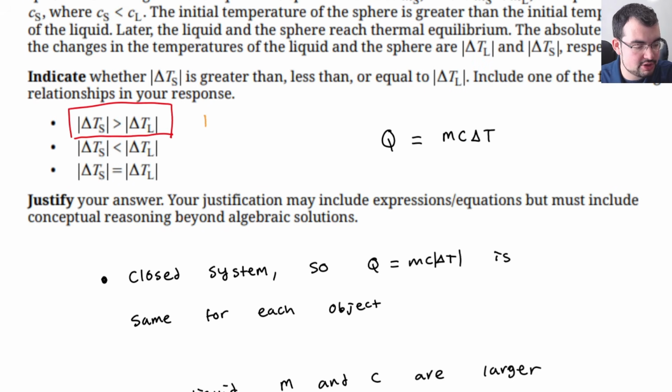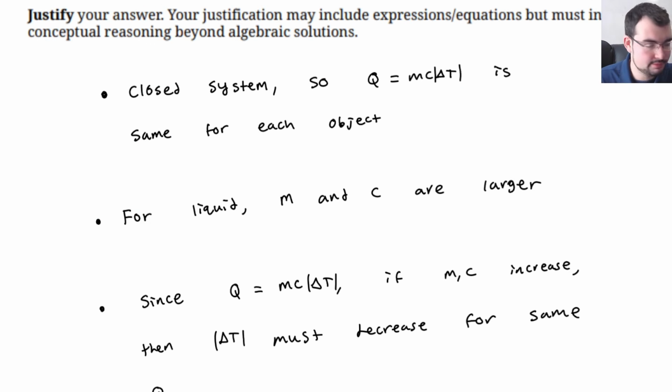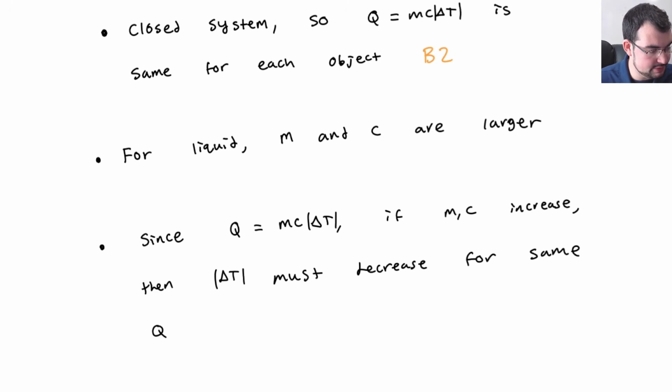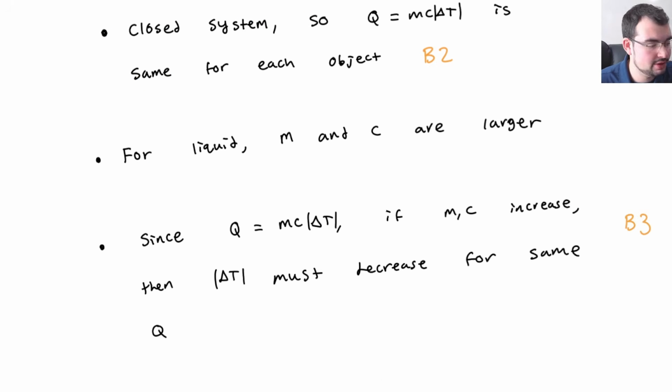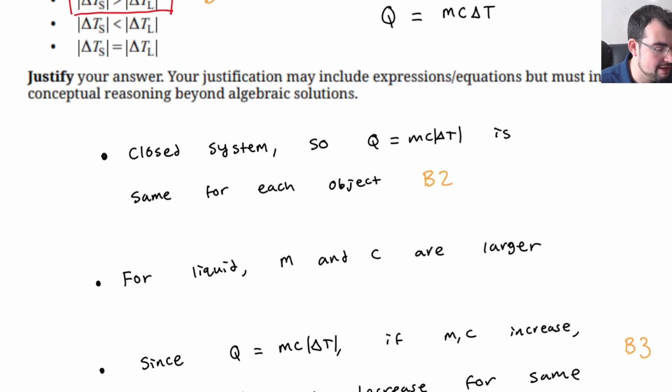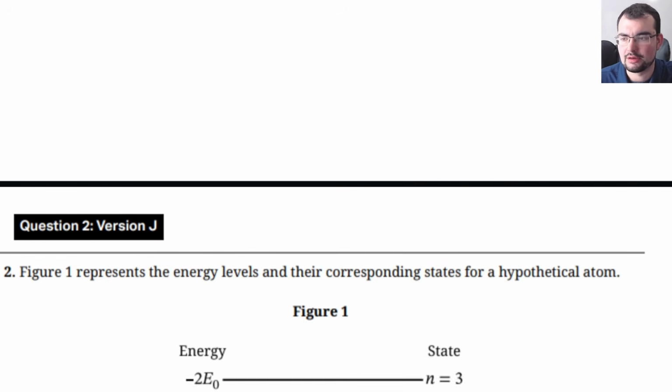You can always earn the justification points even if you pick the wrong one. B1 is the checkbox. I am almost certain B2 is going to be saying the heat transfer is the same, and something about the fact that for a fixed Q, m and c going up must mean that T has to go down to create that same energy transfer. I'm sure there's other explanations to this, and you can run those by me as well. This is just the most obvious one to me because I wrote a problem like this earlier. So I thought that was a pretty standard thermo question.